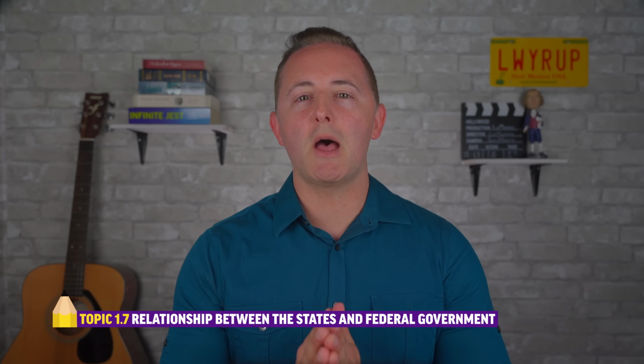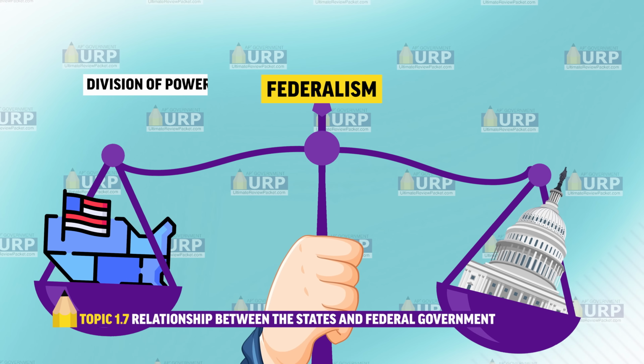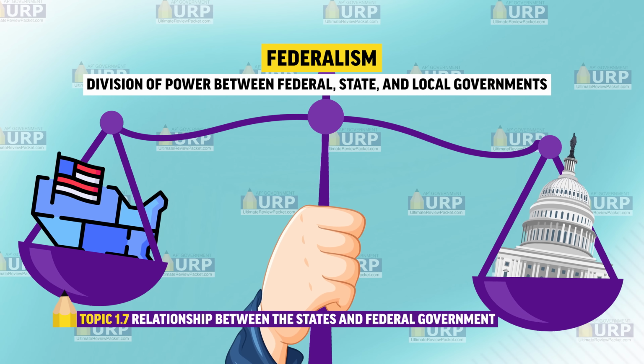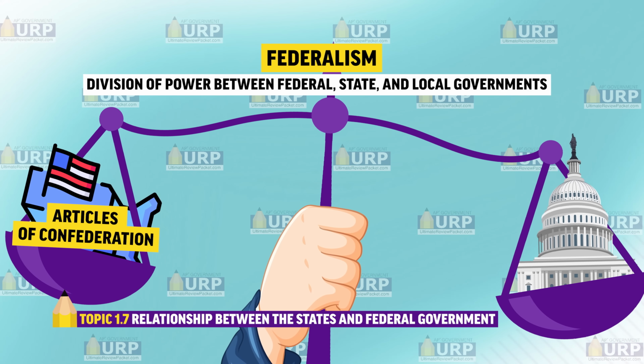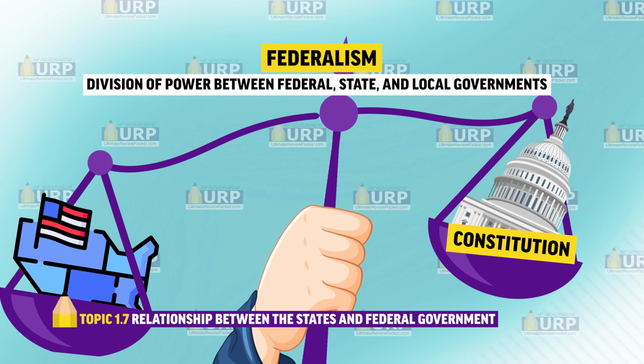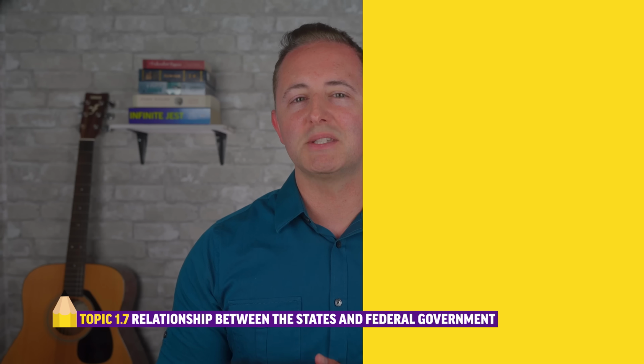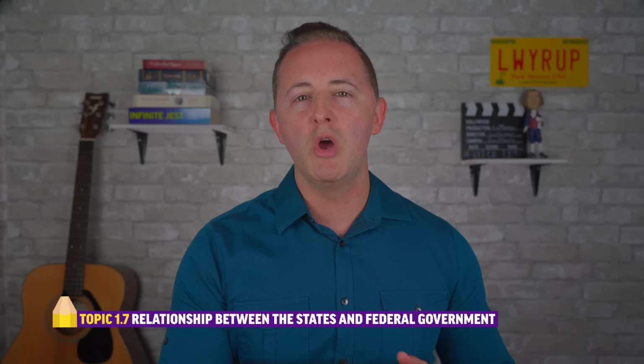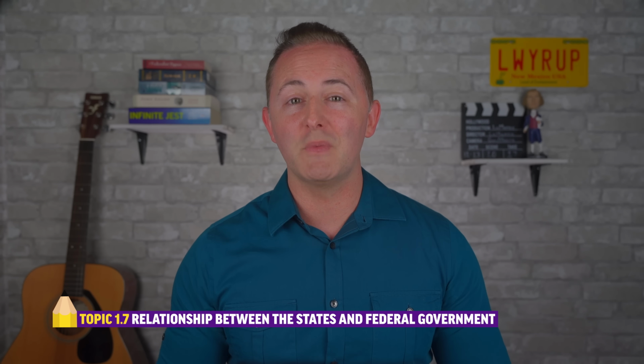But the framers weren't done dividing up powers. The Constitution set up an experiment with federalism, the division of powers between the states and federal government. Under the Articles of Confederation, the states were sovereign, but now they agreed to the Constitution, which established shared sovereignty. So now it depends on the issue whether the state or the federal government is in charge.